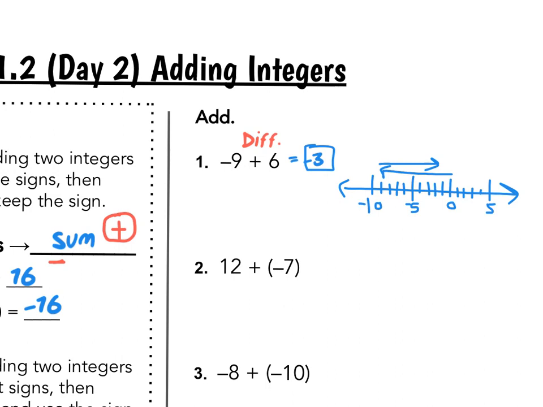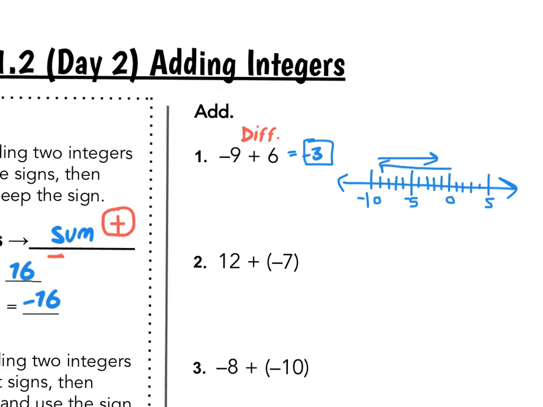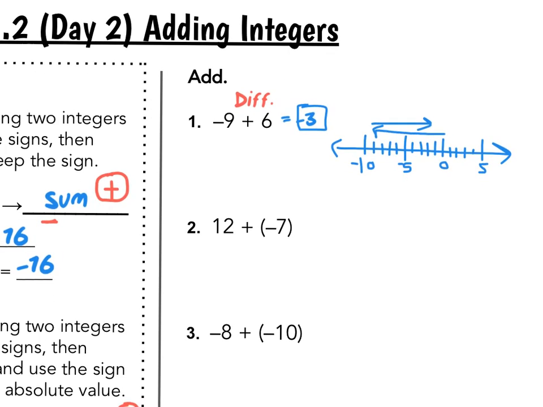So let's take a look at number 2. Problem 2 is 12 plus negative 7. They're different signs, so that means we'd be going in different directions, to the right 12 and left negative 7, so we find the difference.